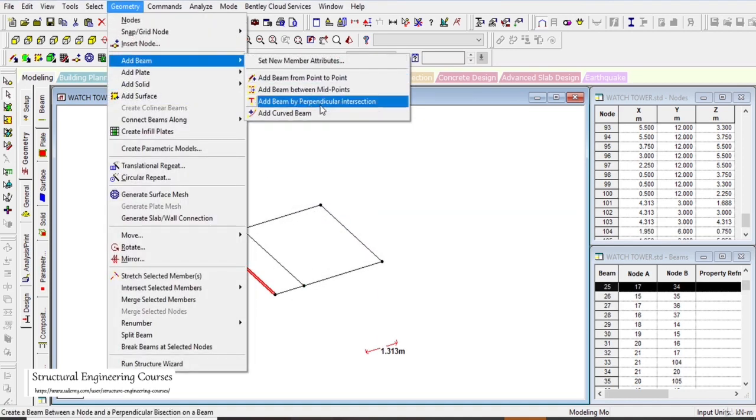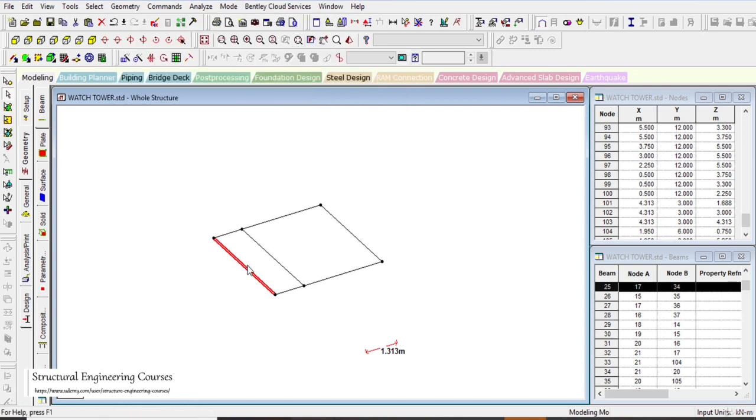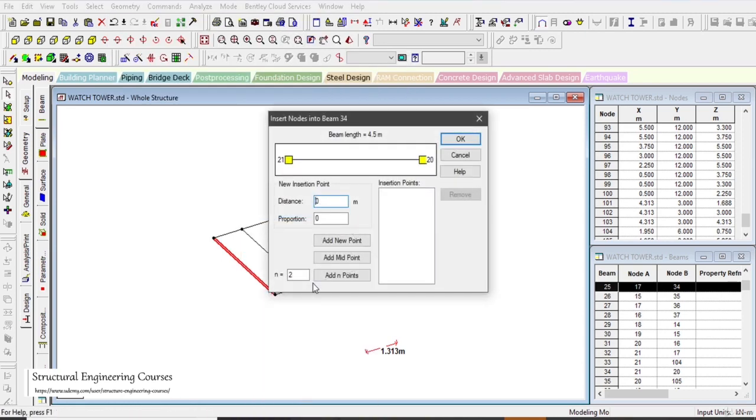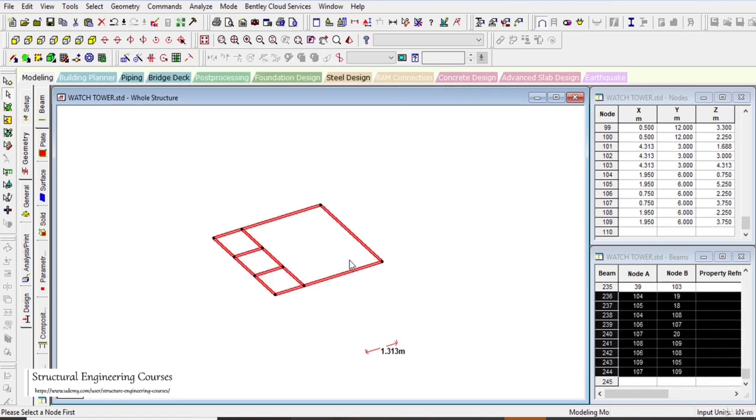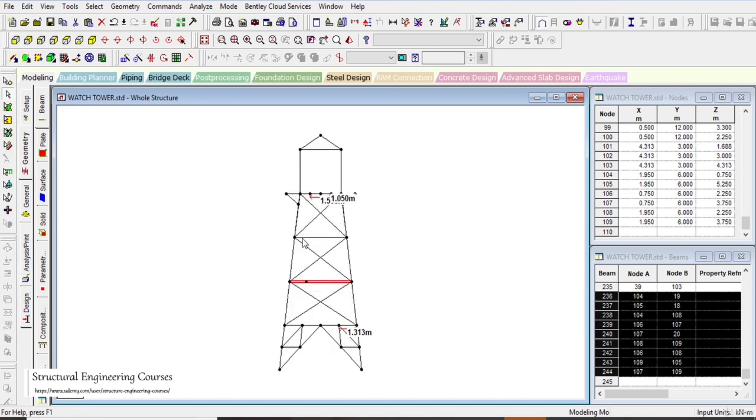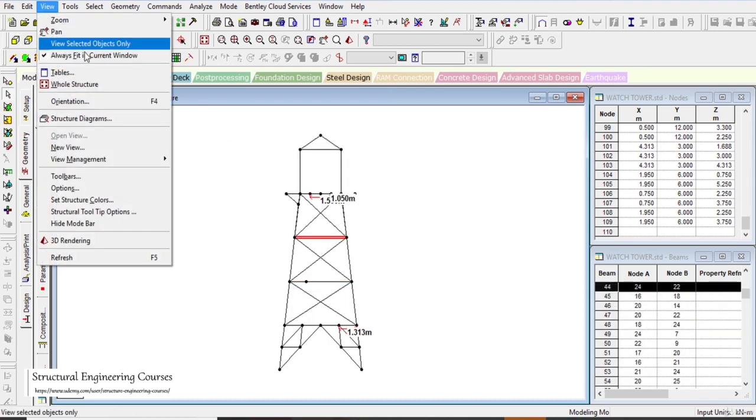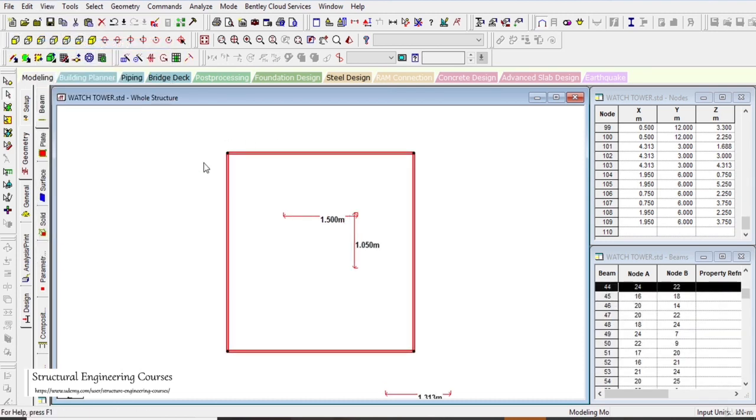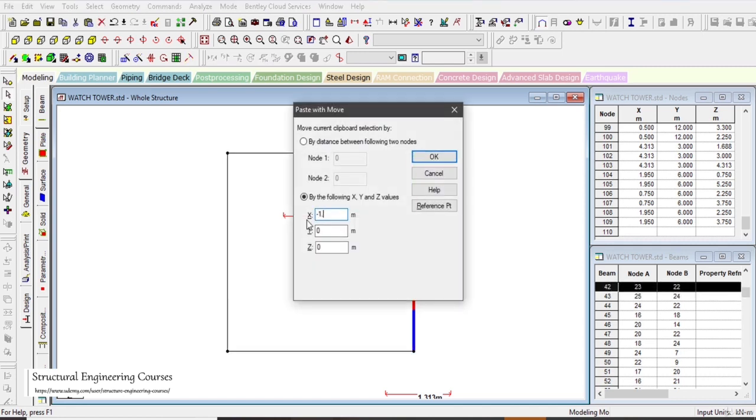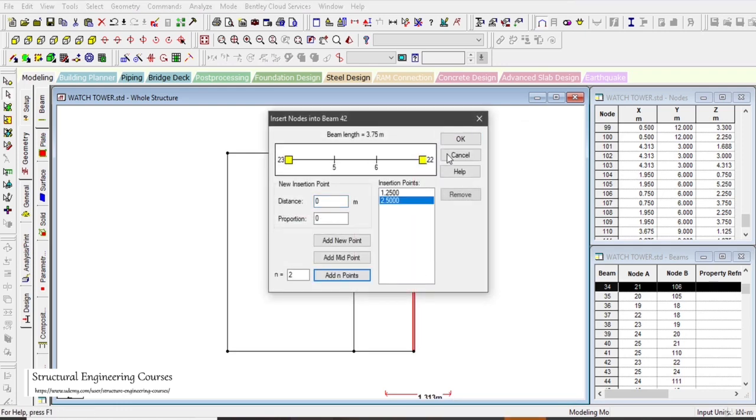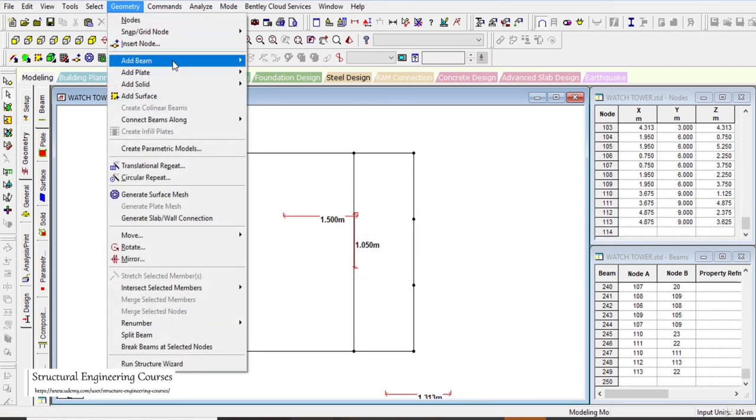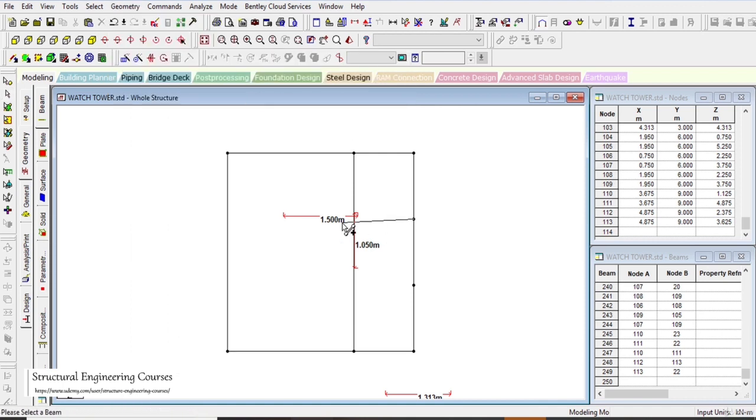We can go to geometry, add beam by, or we can left click on insert node, add 2 points here. Go to geometry, add beam by perpendicular projection. Again, we can select this particular beam here. Select x as minus 1.2 meters. Left click on insert node, add end points. Go to geometry, add beam by perpendicular intersection.